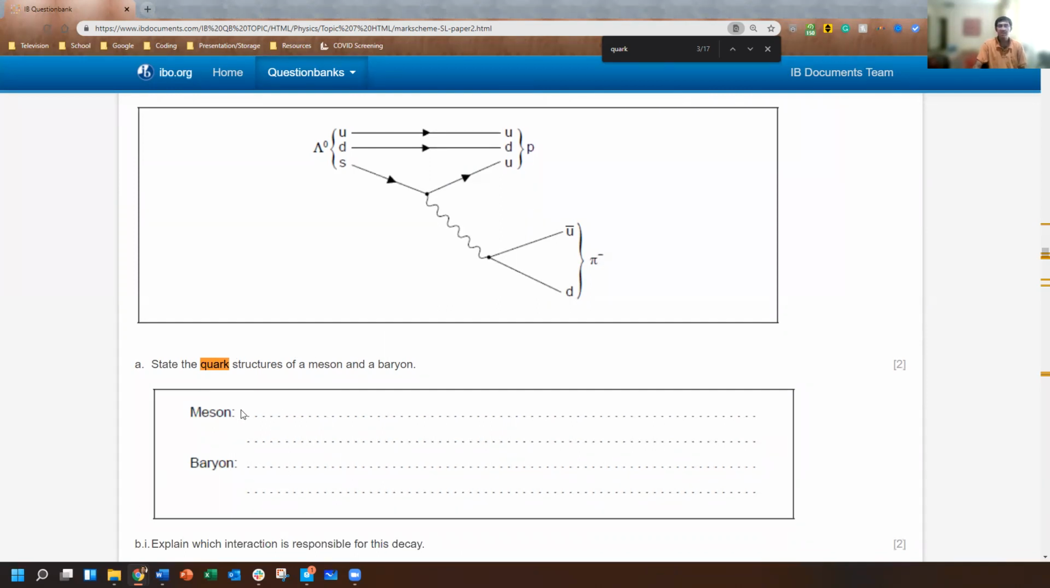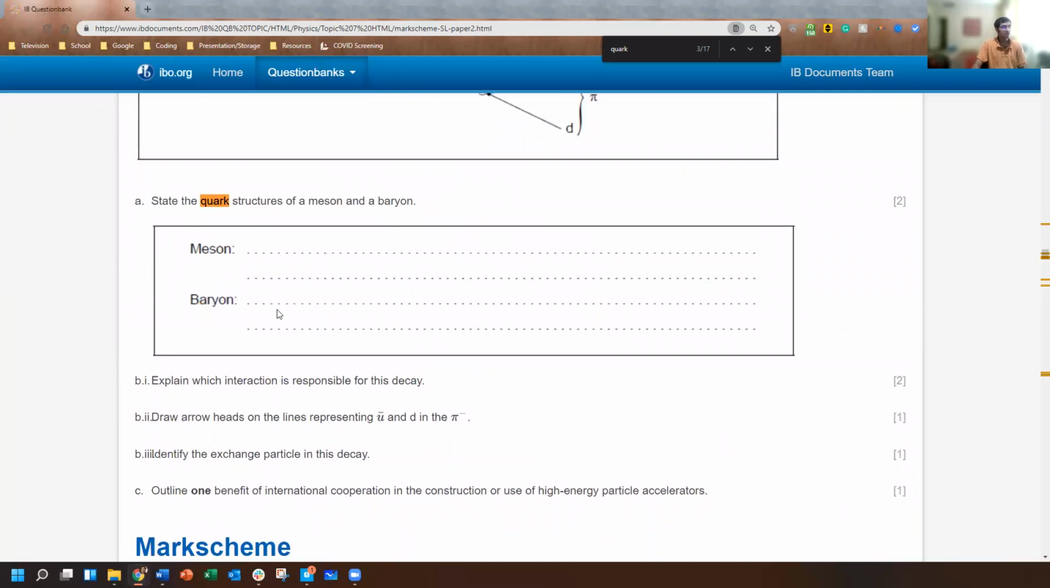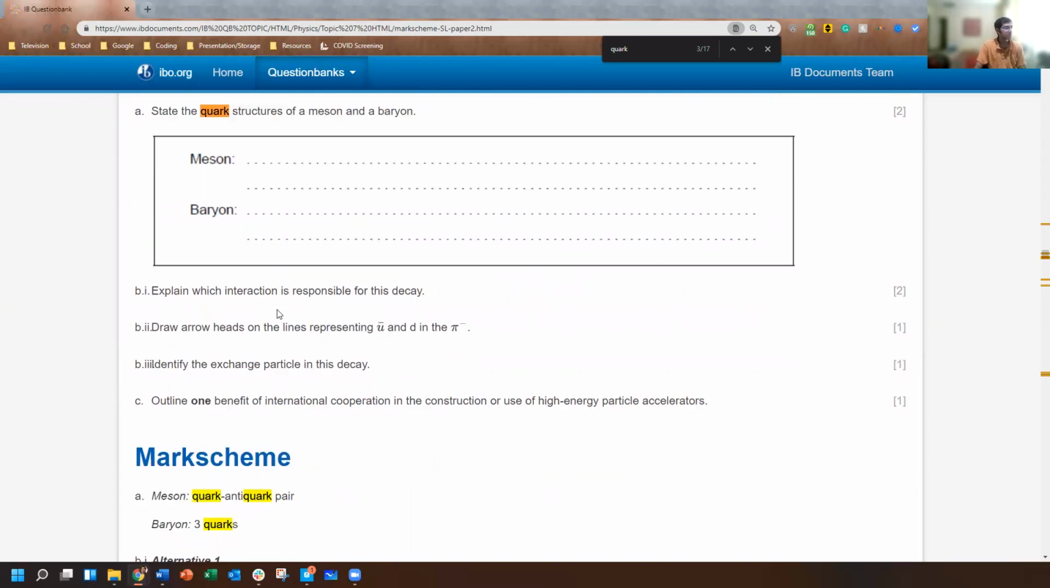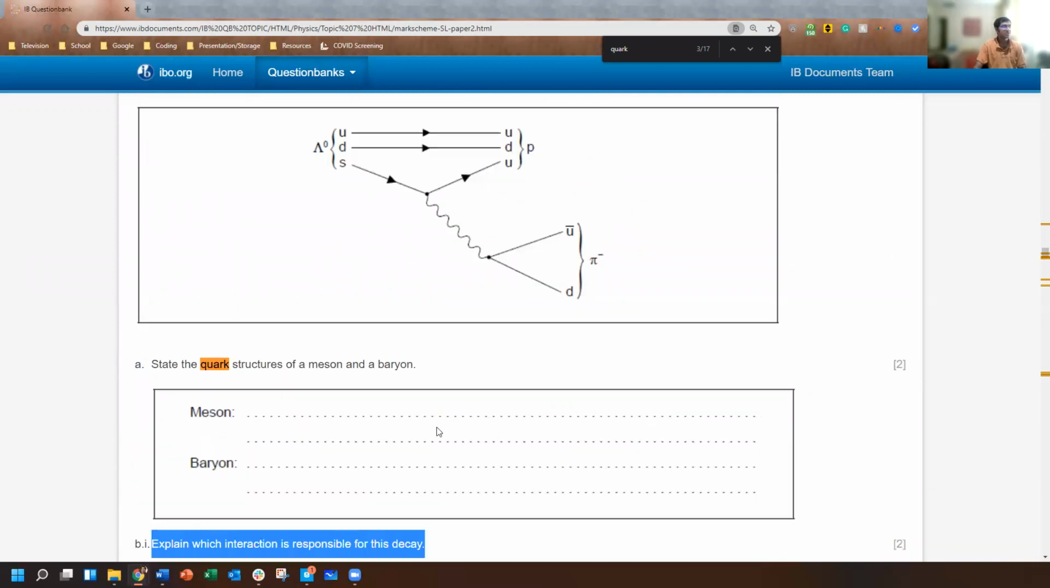So these are both hadrons, okay, because they both have quarks. Mesons are made up of a quark and an anti-quark, right? The meson is a quark anti-quark pair, and then baryons are made up of 3 quarks. Yep, good. Explain which interaction is responsible for this decay.